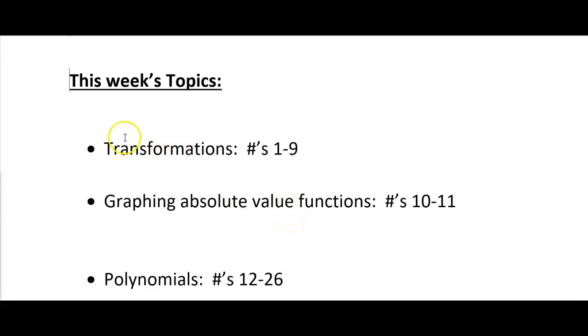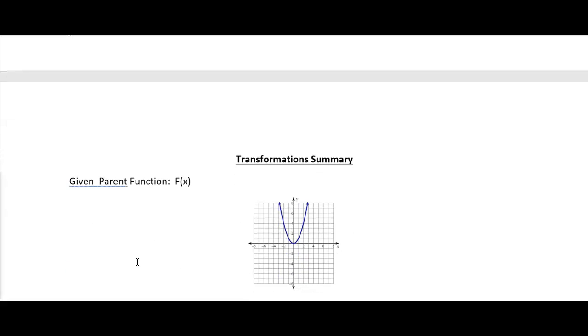Anyway, so for this week's topics, we're looking at transformations. That's numbers 1 through 9. Second, we'll be reviewing how to graph absolute value functions. That's numbers 10 and 11. And then finally, we will finish with number 12 through 26, which is doing stuff with polynomials like multiplying them, factoring them, etc. So that's pretty much it. The first topic that we're going to look at is transformations. So we'll go ahead and begin there.